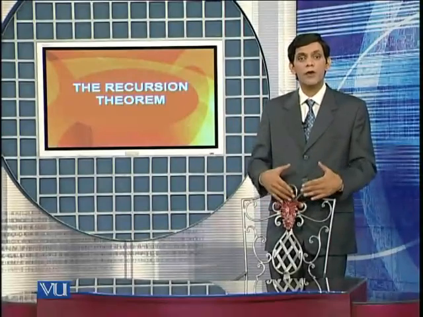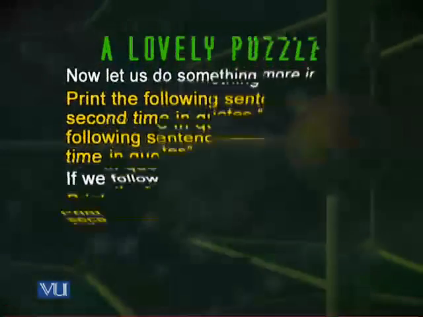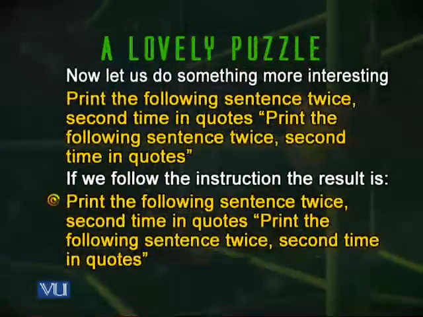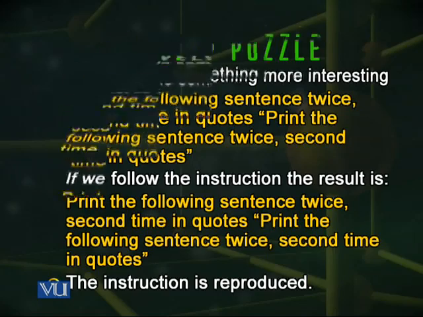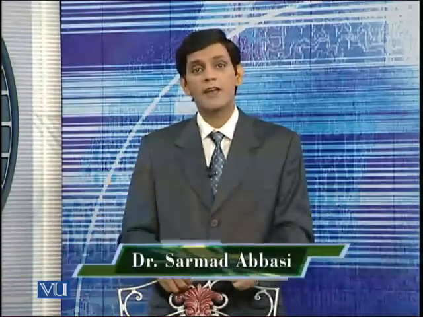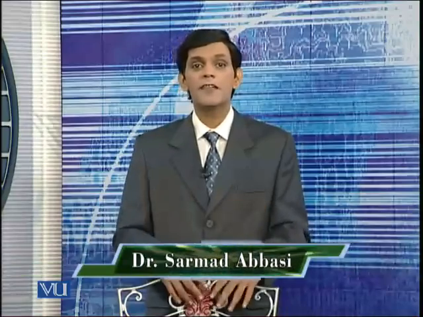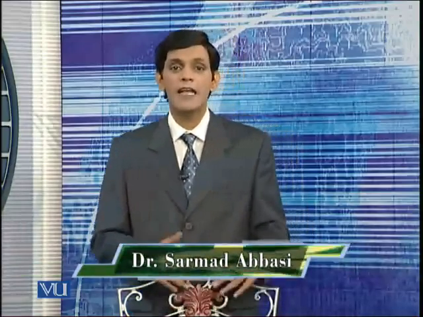Well, let's see if we followed the instruction, what would be the outcome? The outcome would be: print the following sentence twice, second time in quotes, and in quotes print the following sentence twice, second time in quotes. As you can see, if we follow the instruction, we produce the same instruction again. So that seems a very interesting phenomenon. Here is an instruction which anyone who follows ends up replicating the instruction. So if somebody were to take a piece of paper, read this instruction and follow it, they'll write down the same instruction again on another piece of paper. So in some sense, this is a self-replicating instruction.